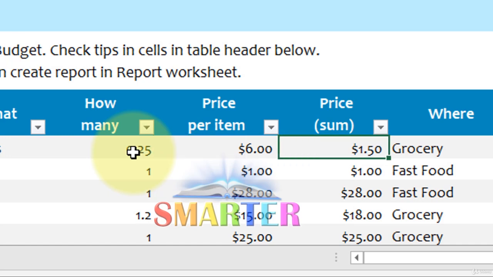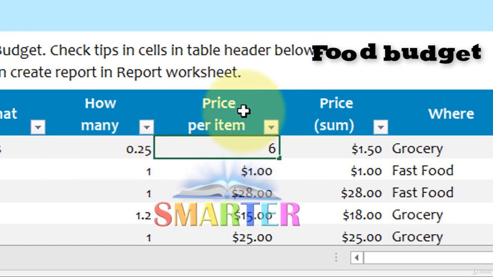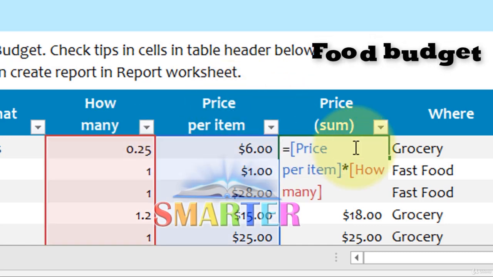Okay. After that, the final price for the category will be the product of how many and the price per item. So the final price of a specific category will be the price per item times how many.